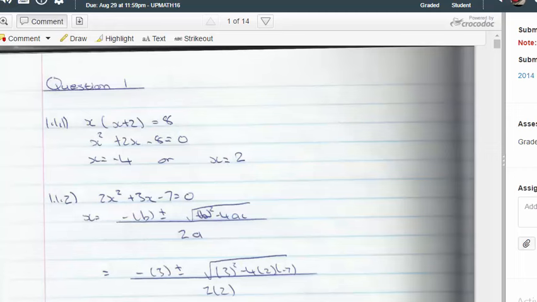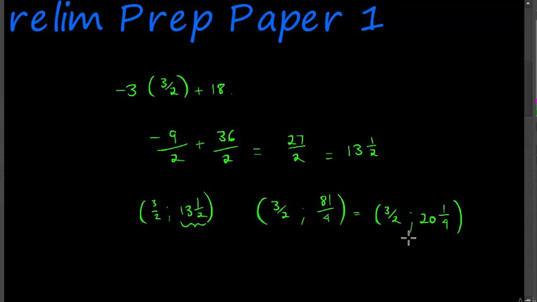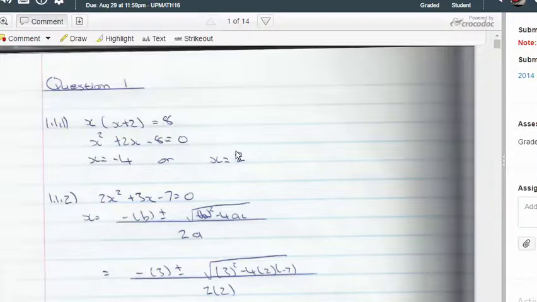So from 13.5 to 20 is 6.5 plus 1/4. So 6.5 plus 1/4 is 6 3/4. Okay.